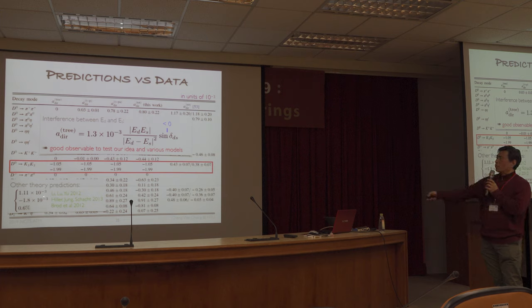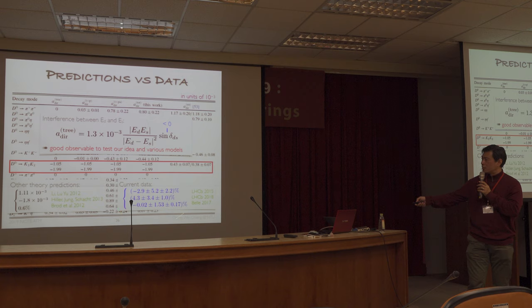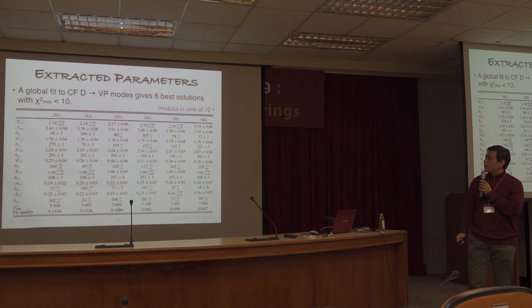And here I list more predictions. For example, this one is by Xiangnan Li again. Their formula is very close to ours, but you see, it's different by a minus sign. So the data will tell us. This is the current data, and you see that the error bars are still huge. There's no conclusion. About the VV modes, again, here's a list of all the extracted data and the extracted theory parameters. And you see that we have six possible solutions.